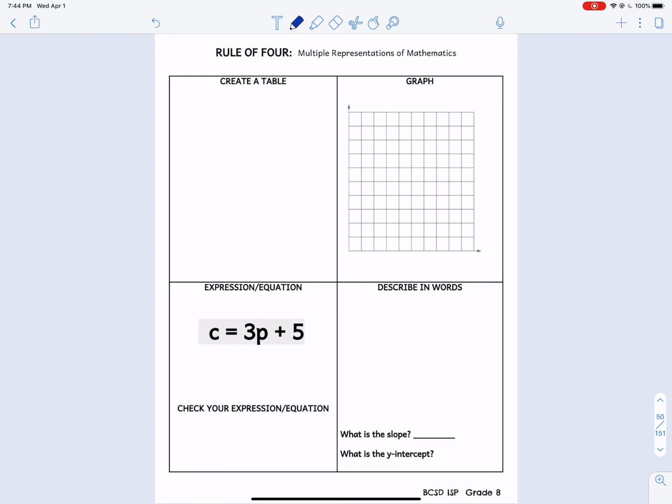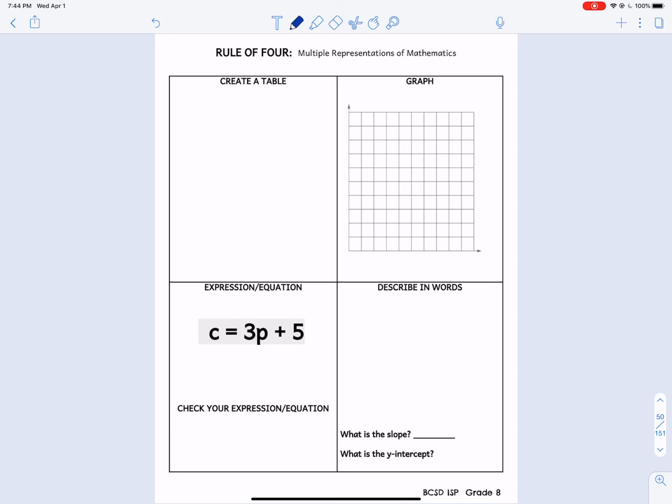All right, so let's move on. So we have a rule of 4. This time we are given the equation. So remember last time we had C and P as well, and I said I would choose C as cost and P maybe potato chips, Pringles, something that starts with P, and you can create the rest on your own.